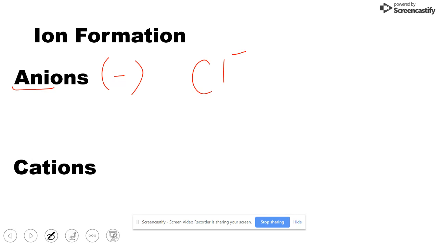Okay, so anions are negative. They form when I pick up, so I gain an electron. And the more electrons I gain, the more negative I become.